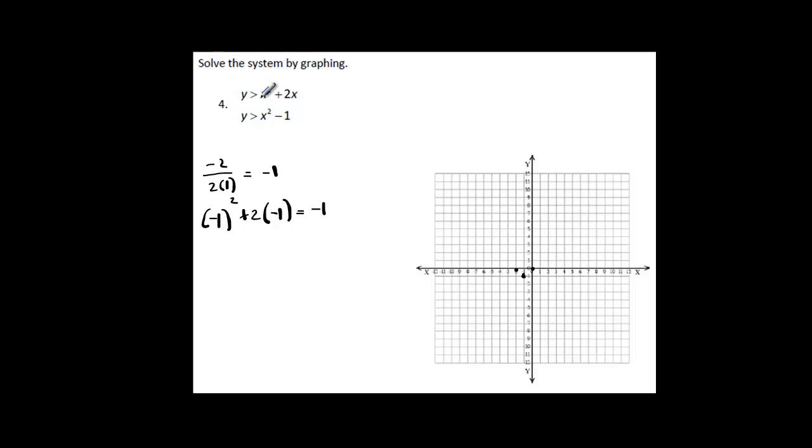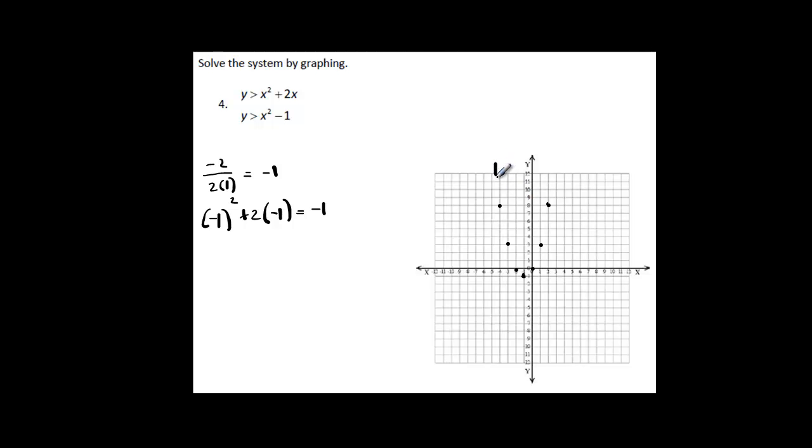If I plug in 1, I get 1 plus 2 times 1, so that would be 3. So you get that point and that point. Let's do 2. 2 squared is 4, 4 plus 2 times 2 is 4, so 2 comma 8. And the point of intersection there.